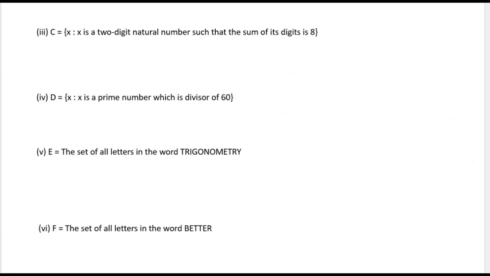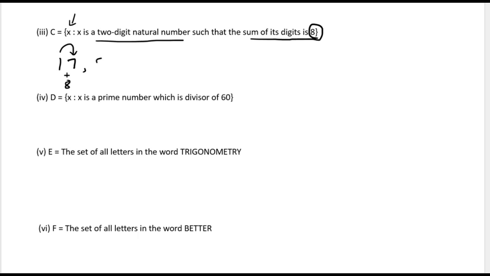Next question is C is equal to the collection of all x, where x is a 2-digit natural number such that the sum of digits is 8. You should consider 2-digit natural numbers. For example, 17 is a natural number and it is a 2-digit number. When you add 1 and 7, definitely you will be getting 8.